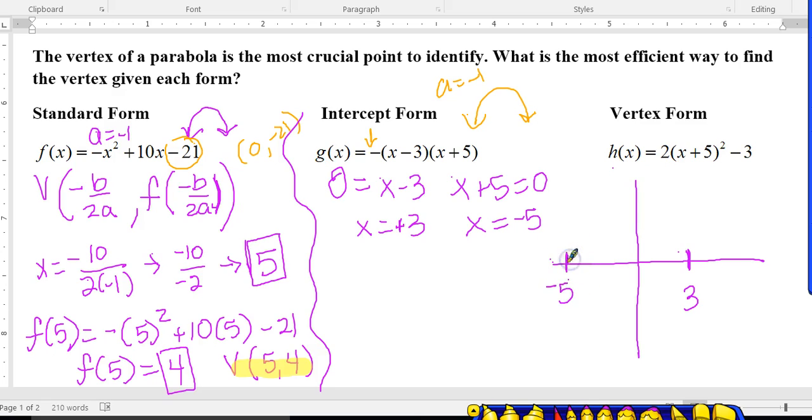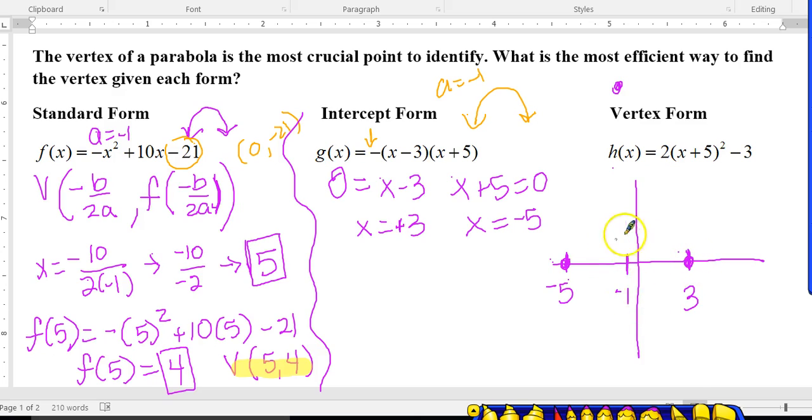And I also know that those are reflections of each other across the line of symmetry. So my vertex has to be somewhere in the middle, dead center between those 2 points. And since it's a negative, it's somewhere up here because this opens down. I also know visually that it's at -1. Here's how I know that. This is 4 spaces to the left, and this is 4 spaces to the right.